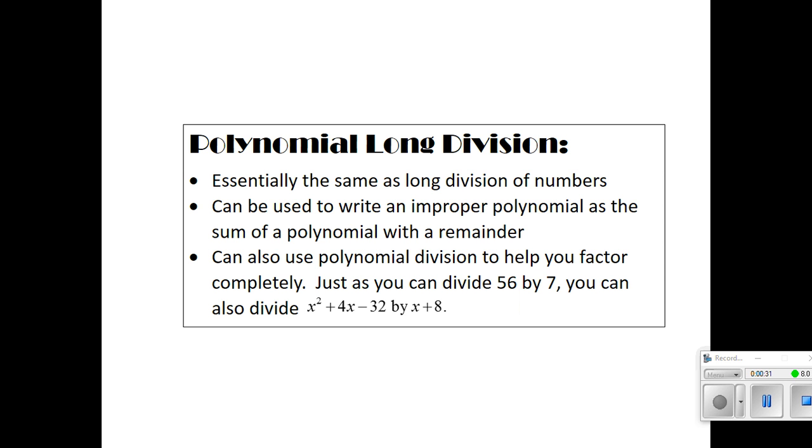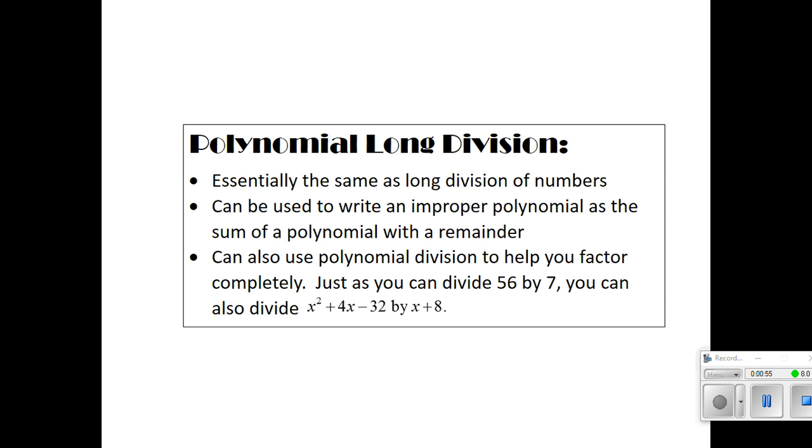So what is polynomial long division? It's essentially the same as long division with numbers that you learned in 6th grade. It can be used to write improper polynomials as the sum of a polynomial with a remainder. That would be called the quotient, and I'm going to teach that to you in a minute. And then it can be used for polynomial division to help you factor completely.